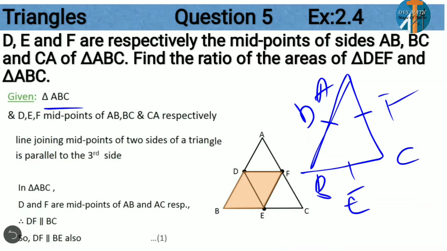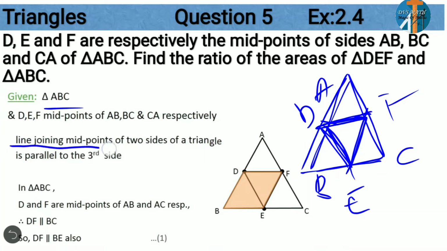If we join any two midpoints, so look here, for example, if I join DF, the two midpoints, this line is parallel to BC, right? Or if I join D and E, this side is parallel to AC. Or if I join EF, this line EF is parallel to AB. That means we can conclude that the line joining midpoints of two sides of a triangle is parallel to the third side. Okay, you can remember this as the converse of BPT.